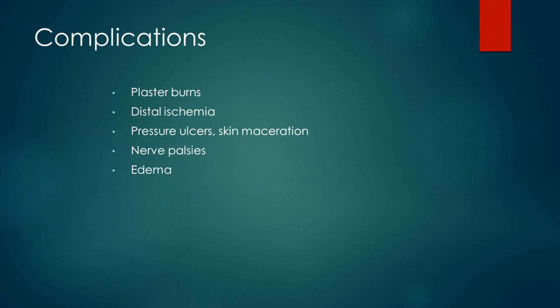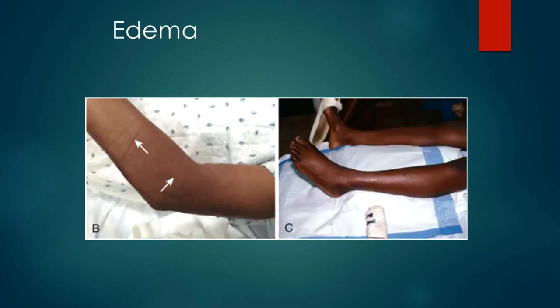Complications. You want to be careful because you can cause plaster burns, distal ischemia, pressure ulcers or skin maceration, edema, nerve palsies. Fiberglass sets up in about 3 to 4 minutes. Plaster sets up in about 5 to 10 minutes. You want to be cautious because all of these cause exothermic reactions. So edema, you can see there's edematous lines on the patient. You can see the patient's foot there on the left is swelling. There's a lot of edema. So you want to allow room on your splinting for swelling to occur, and that's why we typically splint instead of cast.